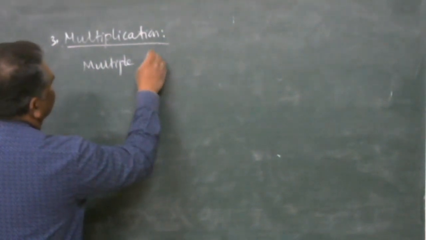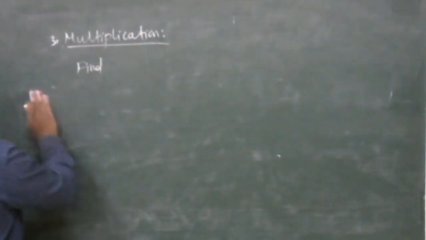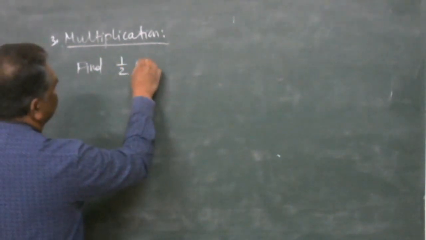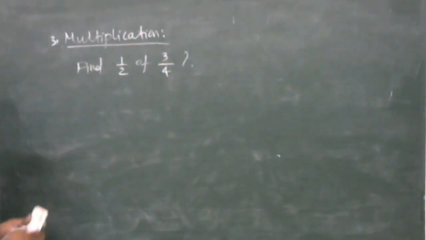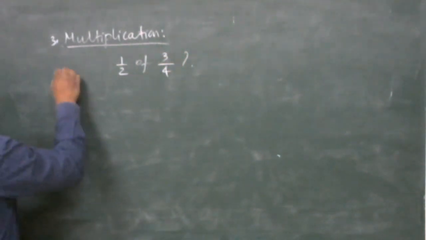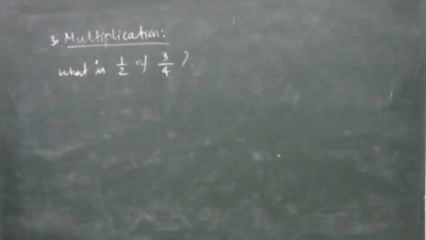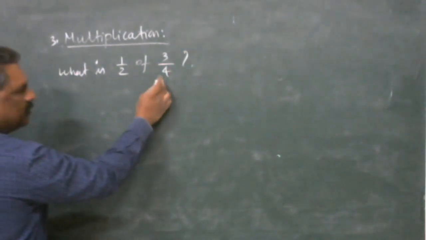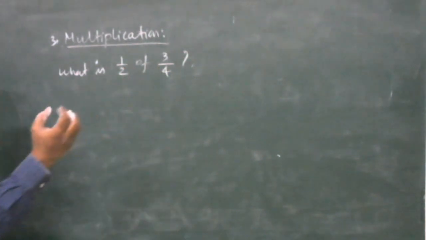Let me take a simple example: find what is half of 3 by 4. Same example I take. In other words, what is half of 3 by 4? Okay, first 3 by 4 is there with you. In that you need to take only half.